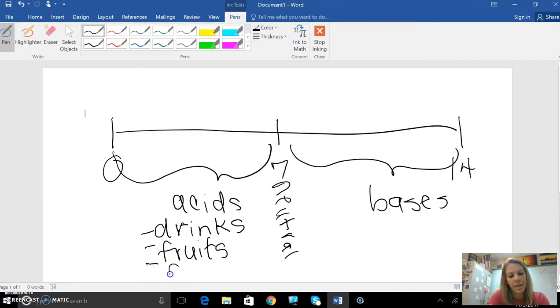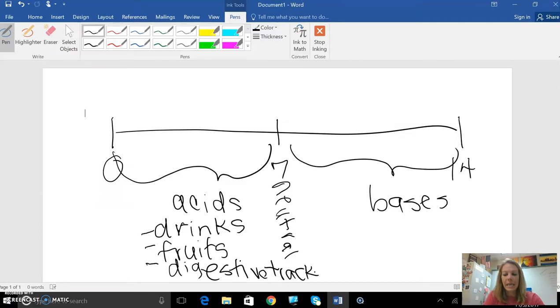Another interesting thing is everything that is in our digestive tract. Okay, wow, that's really bad. But in our digestive tract, like if we wanted to talk about saliva in our mouth, or our stomach acids, or even urine. Okay. And last but not least, I'm going to kind of write this one off to the side, large batteries.